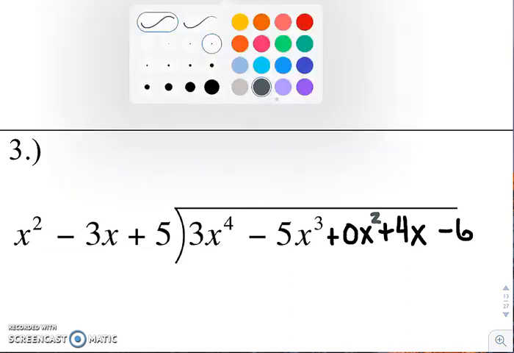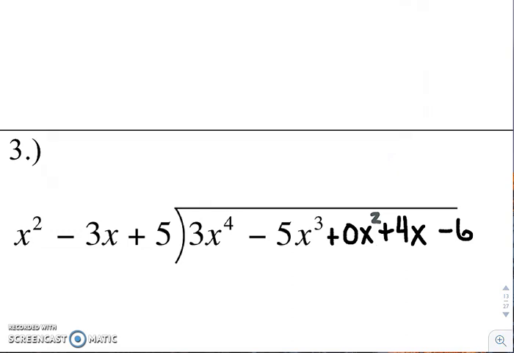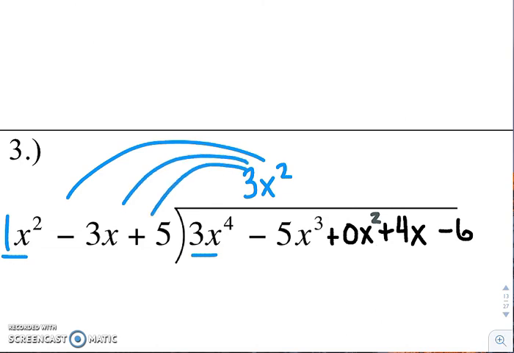Okay, so we look at the first place value in each expression, so the x squared and the 3x to the fourth. We're dividing the 3x to the fourth by x squared, and if it's helpful you can make that 1x squared, or we're trying to figure out 1x squared times what gets us 3x to the fourth. So 1 times what gets us 3, 3, x squared times what gets us x to the fourth, x squared. So 3x squared now gets multiplied to all three of your terms, and we write it right underneath.